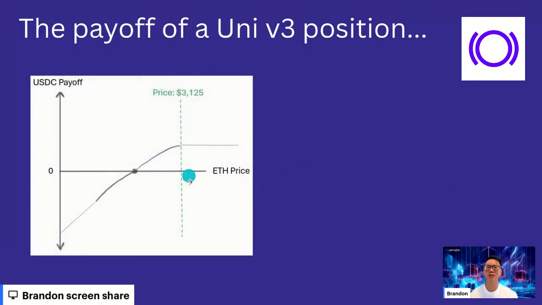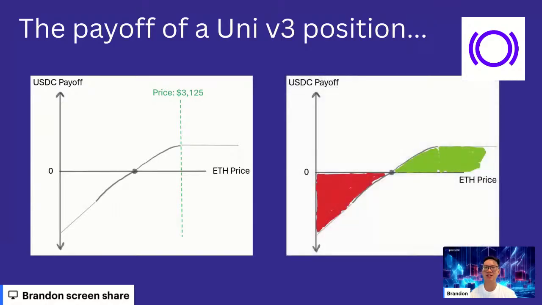So what happens in between? You can kind of imagine we connect the dots. It's as simple as that. We connect the dots. We draw a line between. It's a smooth curve, and then we see that here is our payoff of a Uniswap V3 position. We lose money when the price goes down. We make money when the price goes up, and then the price keeps going up. We stop making more money. Things just stay steady.